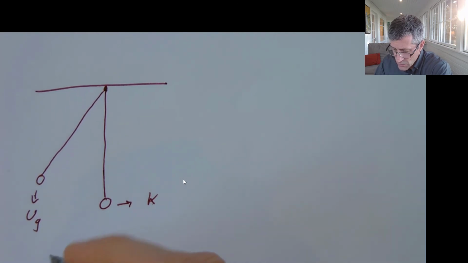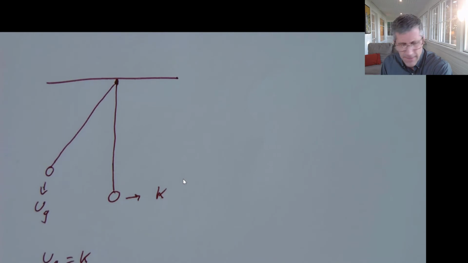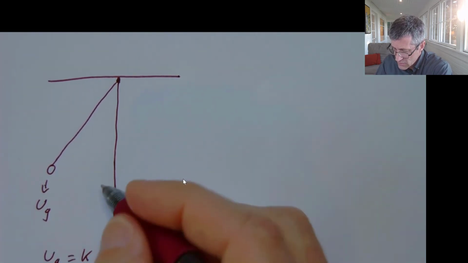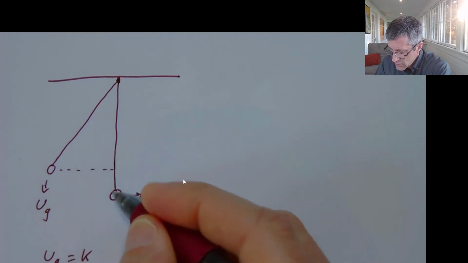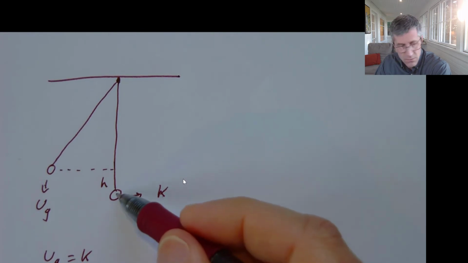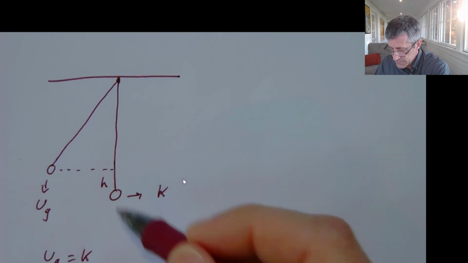And I can do this, right? I can say, well, my gravitational potential energy is going to be equal to my kinetic energy. And how do I get gravitational energy? Well, I need to know how high it gets. So the trick with this is what I'm trying to find is the height in here. So the only thing I care about is the vertical distance.